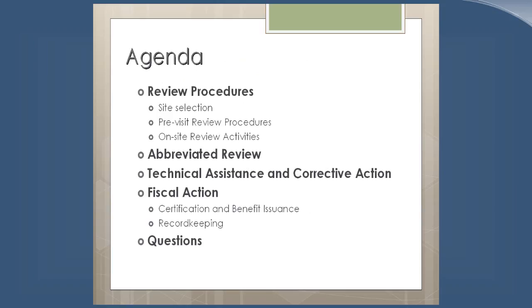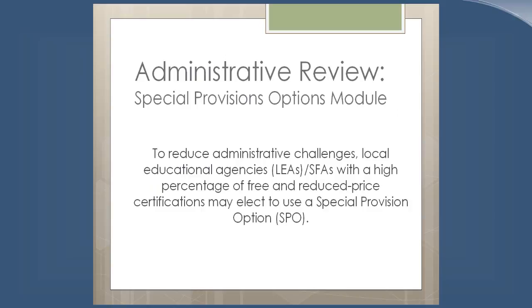To reduce administrative challenges, local education agencies and SFAs with a high percentage of free and reduced price certifications may elect to use a special provision option. Determining compliance with the requirements associated with each special provision option required some modification of the administrative review. Section 9 and the Special Provision Options module of the Administrative Review addresses those modifications. In addition to CEP, the other SPOs included in this module are Provision 1, Provision 2, Provision 3, and of course CEP. The requirements of the Administrative Review guidance apply to the review of an SFA's administration of SPOs.